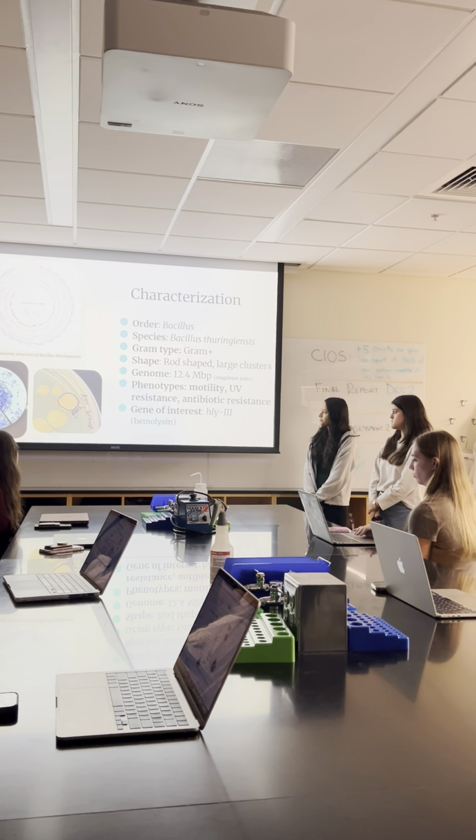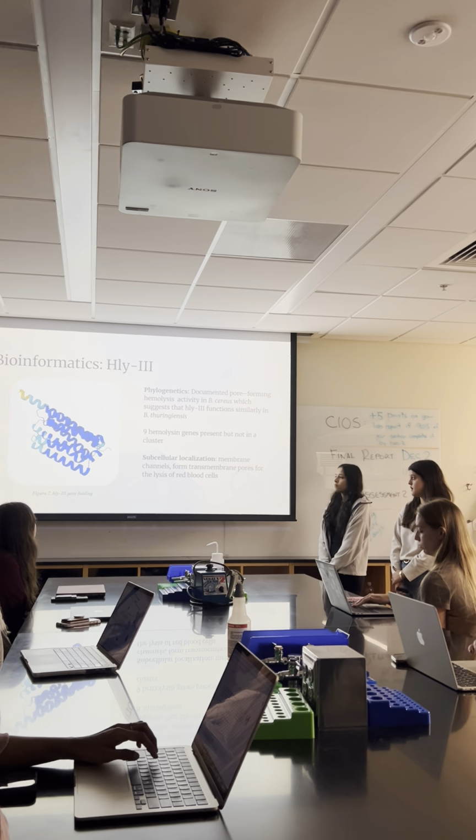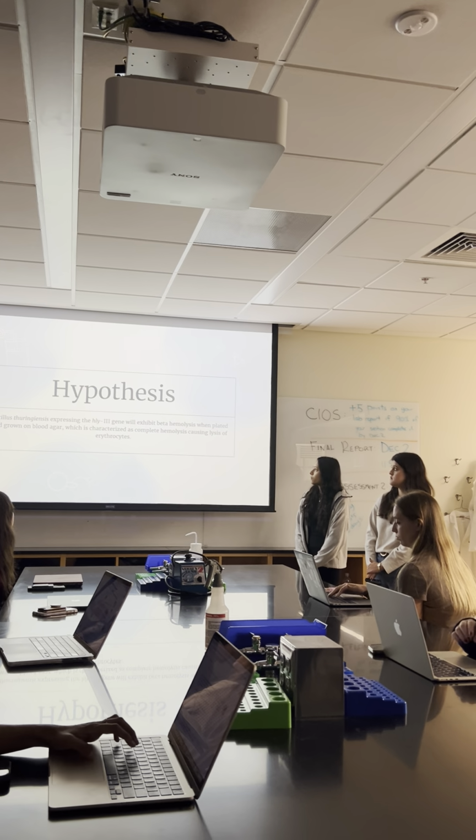And so this is my protein, hemolysin 3, the image, and there was documented pore-forming activity in B. cereus when I did some background research, which suggests that hemolysin 3 likely functions in Bacillus thuringiensis. There were 9 hemolysin genes present, but they weren't in a cluster, and they're localized in membrane channels, and they form transmembrane pores for the lysis of red blood cells.